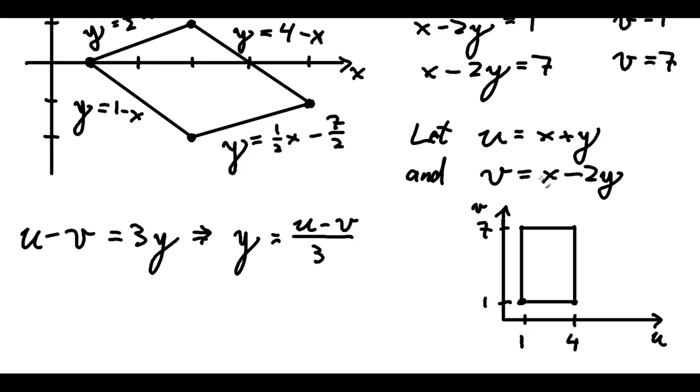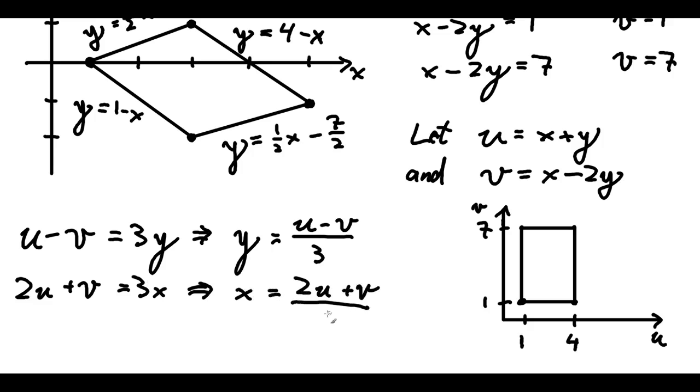I just sort of eliminated the x's. And similarly, if I want to eliminate the y's, I could take 2u plus v. We have 2u plus v, that's a 2x plus x gives us 3x. And we have 2y plus negative 2y, those cancel. And now we see that x, solving for it, looks like 2u plus v divided by 3.